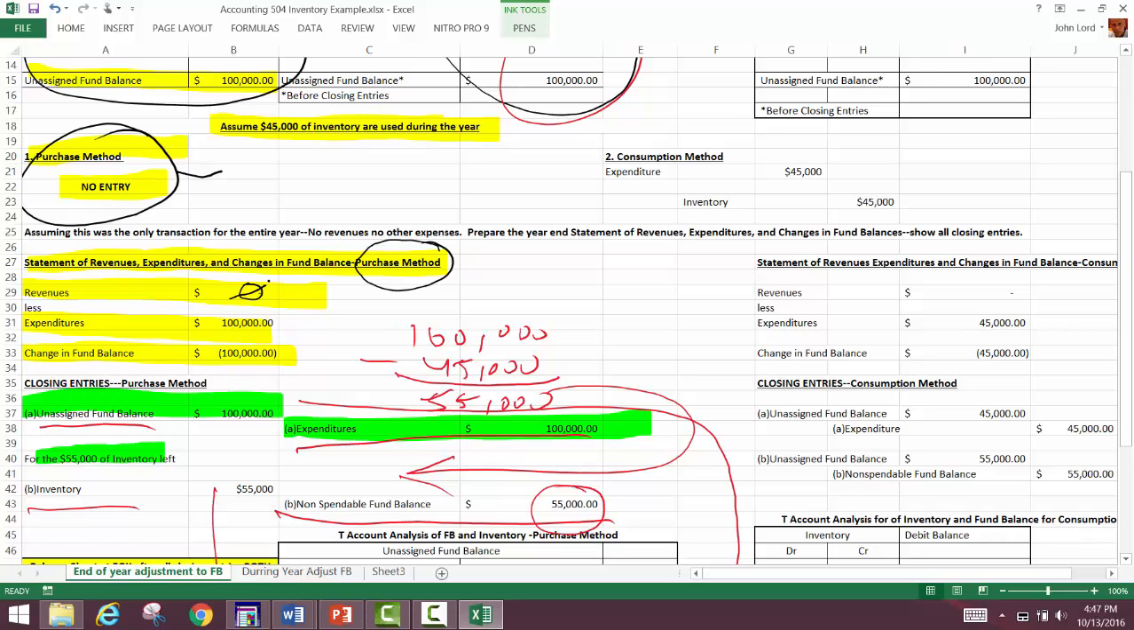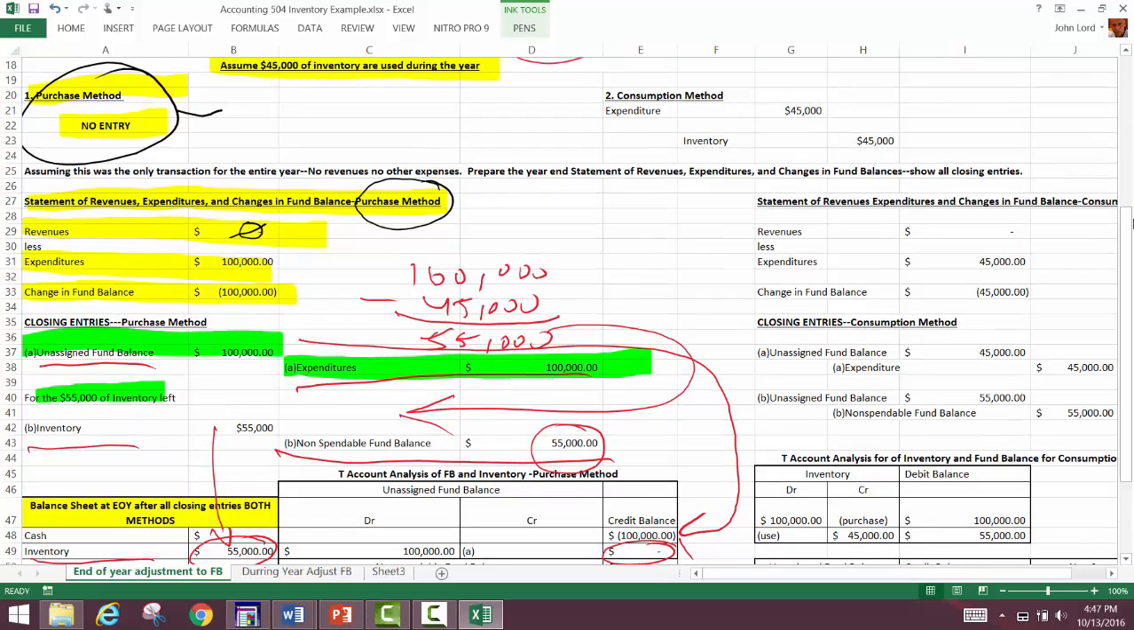Okay? And so what happens? When we perform our closing journal entries, we will have to close the expenditure. How do we close the expenditures? Per our problem on the midterm, huh?